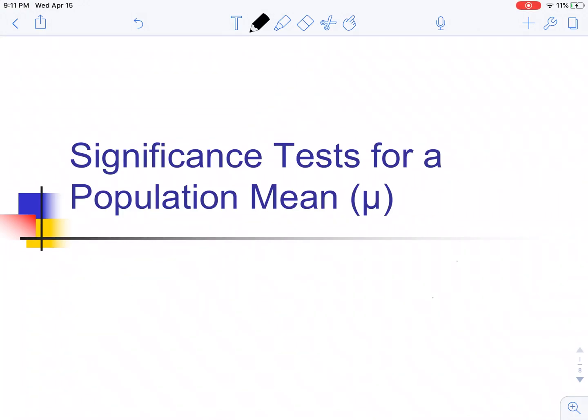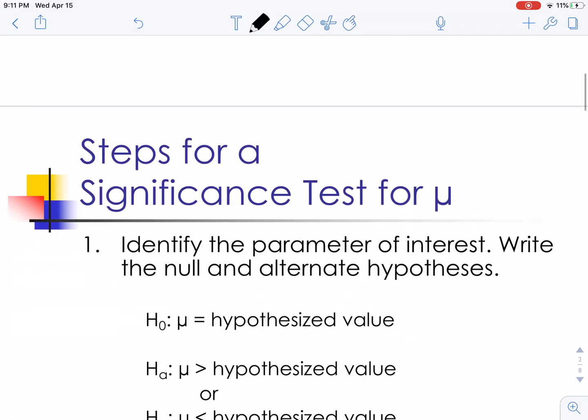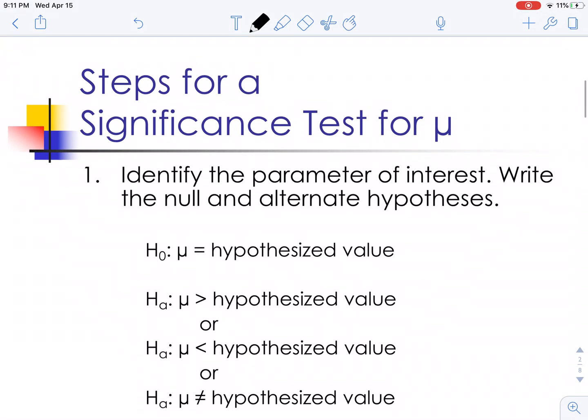Hey, what's up everybody? This tutorial is going to cover significance tests for a population mean. I'm going to run through the four-step process I like to use for these types of problems, and then we're going to look at an example, and I'll apply those 4 steps to the example. All right, here we go. I'll start with the 4 steps.